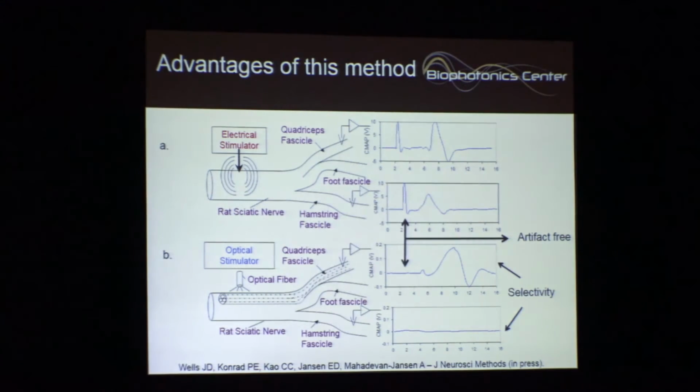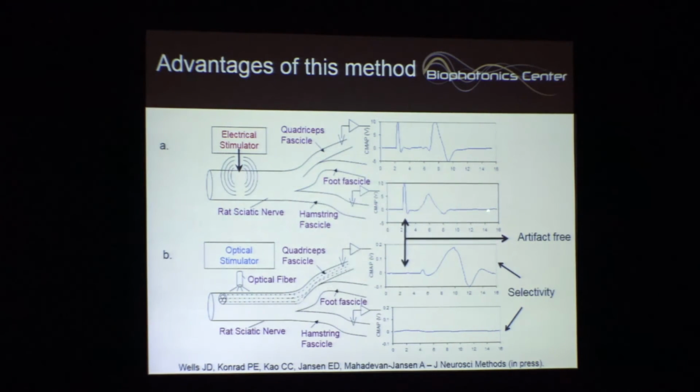The advantages: you heard all about precision from Adela just a few minutes ago. So you can do precision. You can do very selective stimulation so that you can only get one particular muscle group to show up and no signal from the other, whereas electrically, if you were to stimulate, you'd see all the muscle groups have signal.